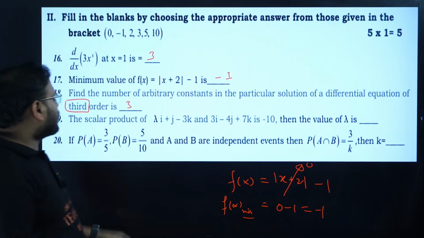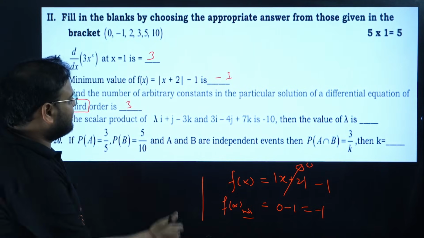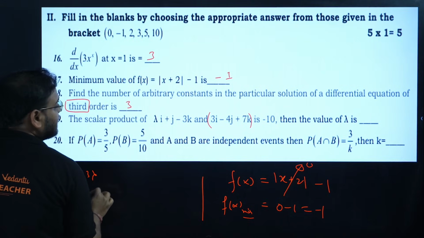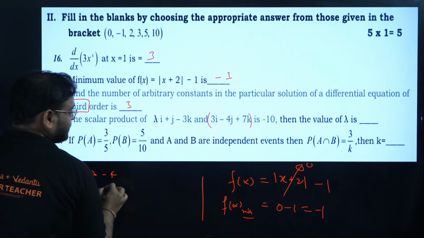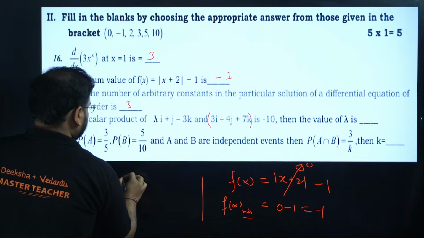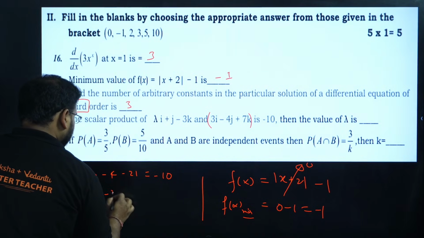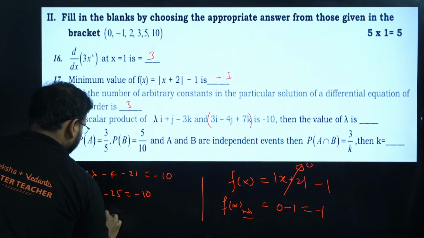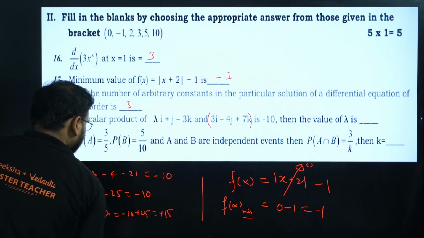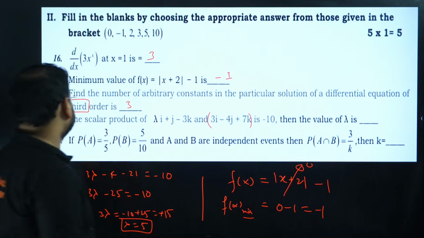19th, the scalar product of lambda i, j minus 3k is minus 10 with this particular vector. How do you solve it? Take the product, 3 lambda and minus 4, and we have what here? Minus 4 and we have 21, right? Minus 21 equals to minus 10. Check this out, we'll get 3 lambda minus 25 equals to minus 10. So we get 3 lambda equals to minus 10 plus 25, which is plus 15. It means lambda value is coming as 5. Lambda value is coming as 5.